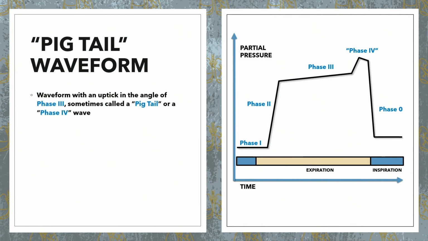The last strange waveform we'll talk about is the pigtail. Now, right off the bat, you notice that this is a very strange looking capnography waveform. There's a little uptick at phase 3, and this is sometimes called a phase 4 wave, or the pigtail wave, just based on the way it looks. This is concerning for a couple of different reasons.